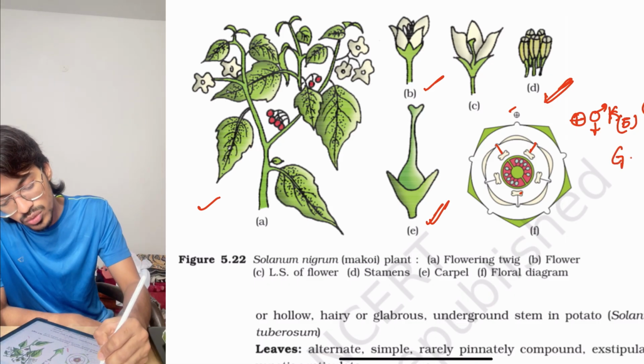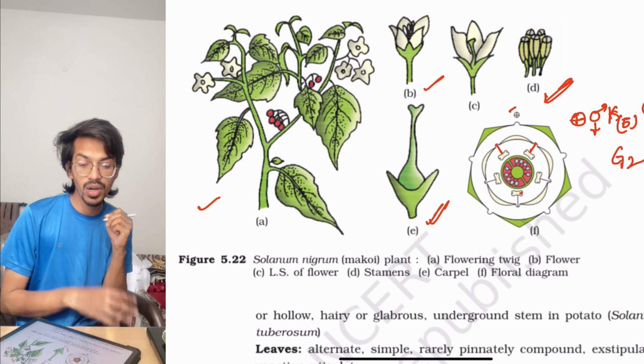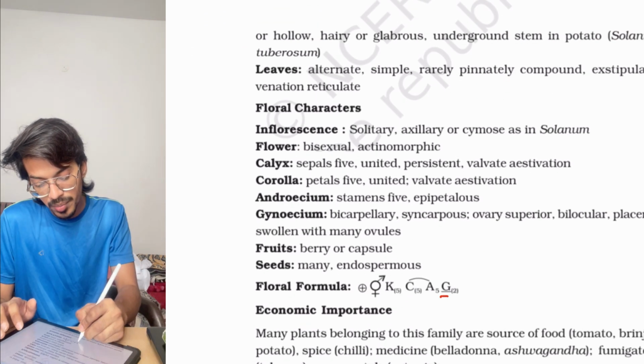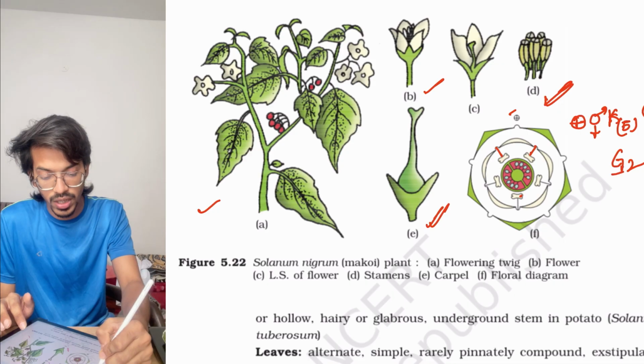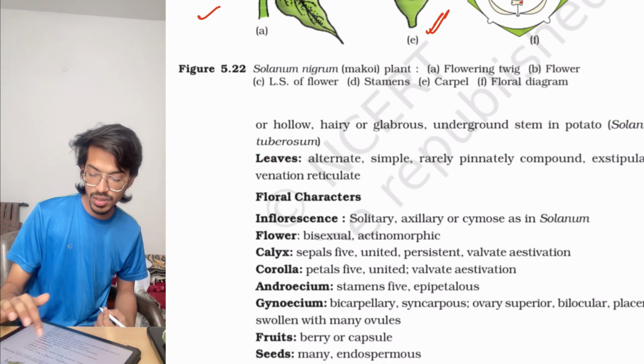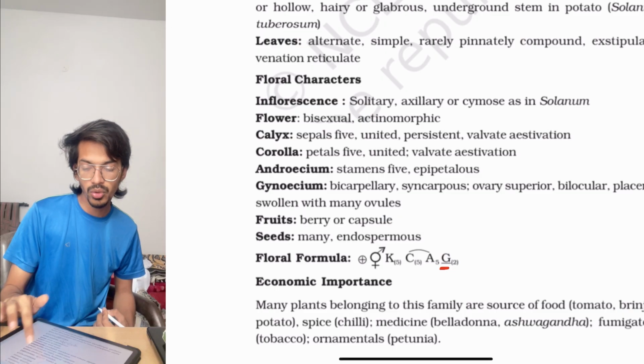And the gynoecium is 2, but we have to remember whether it's superior or inferior. So we have to remember that it is also superior. So all are superior, and since they are joined together, so these are 2. So this becomes our question thing, and this is also the floral formula.